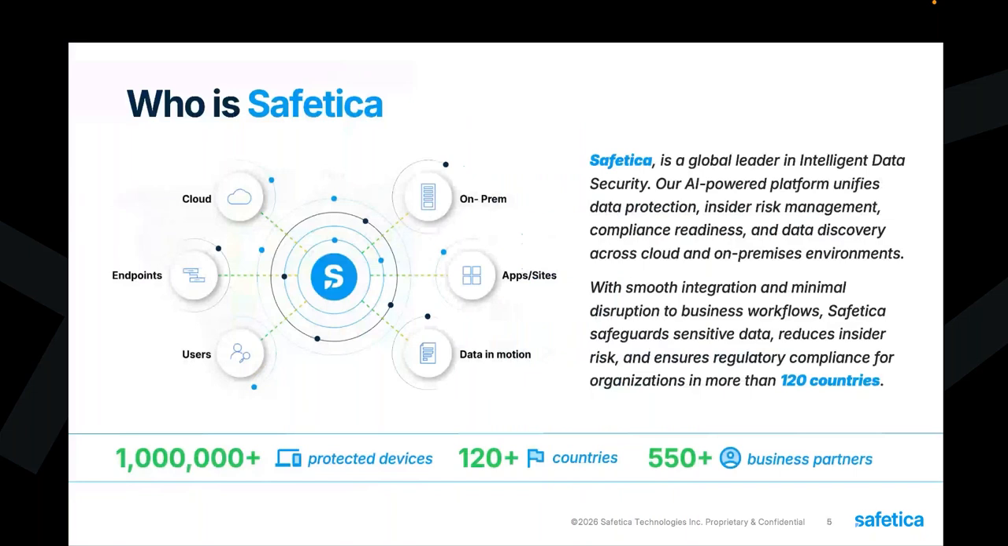All right, so for a quick overview of Safetica, for those of you who are new, we're a global leader in intelligent data security where we've unified DLP and insider risk management and discovery and compliance into a single platform that's powered by AI, and it's operational across on-prem and cloud environments, and is designed to help protect your most sensitive data as well as reduce both accidental and malicious insider risk and ensure compliance is met as well. So we pride ourselves in the fact that our solution is smooth and simple to integrate, and we have customers of all sizes throughout the globe in 120 different countries.